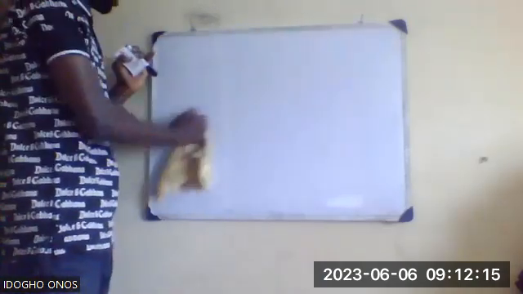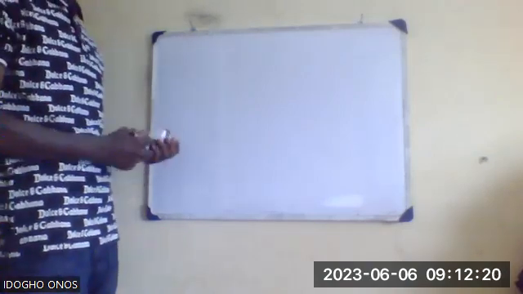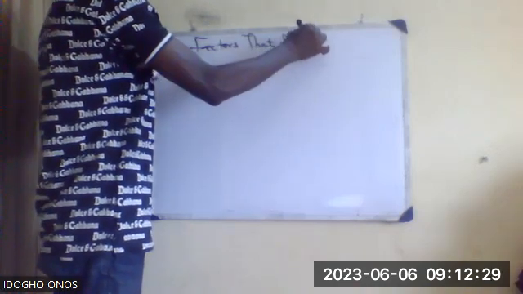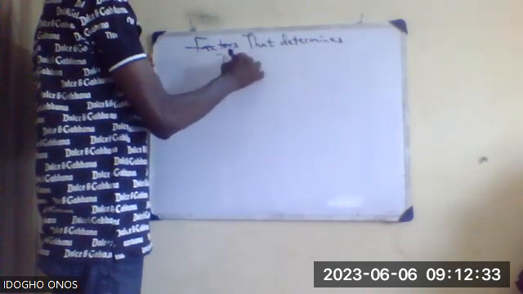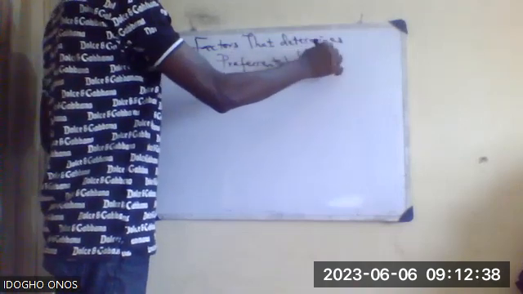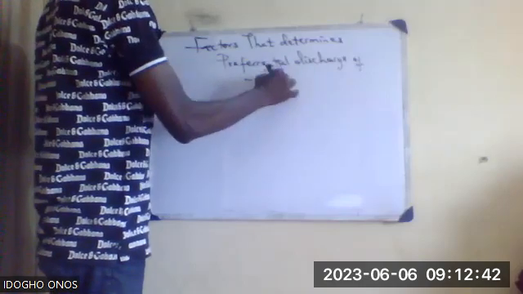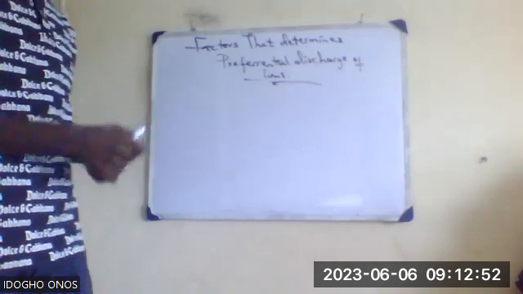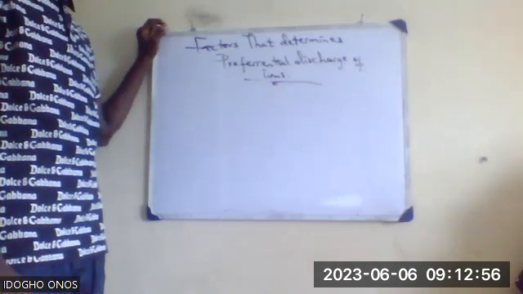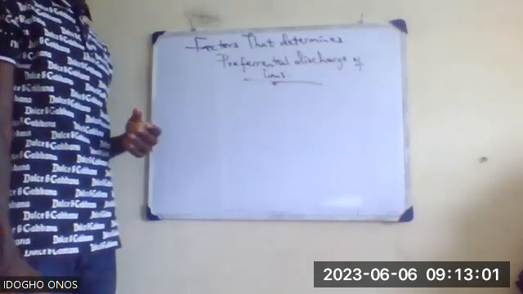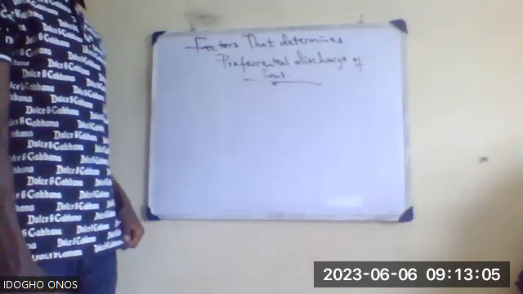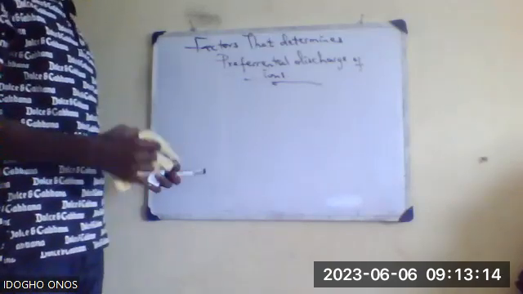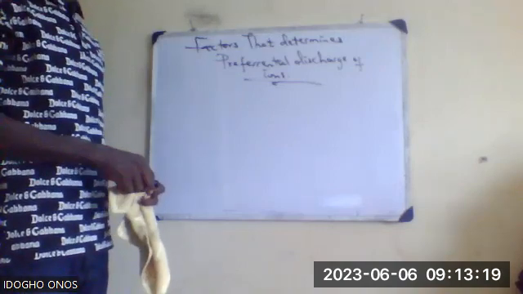So yesterday we stopped at factors that determine preferential discharge of ions during electrolysis. We defined preferential discharge of ions as the selective discharge of ions at the electrode during electrolysis under certain factors or conditions. We also made it clear that ions are of two types, which are the cations and the anions.